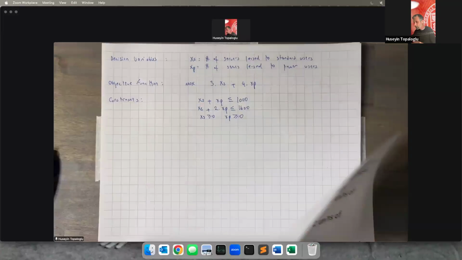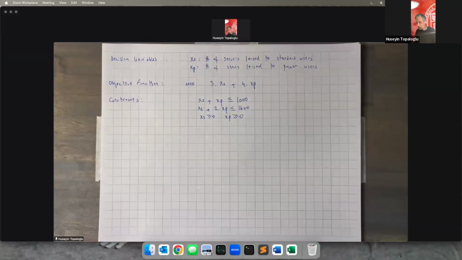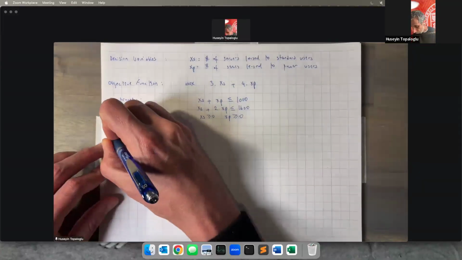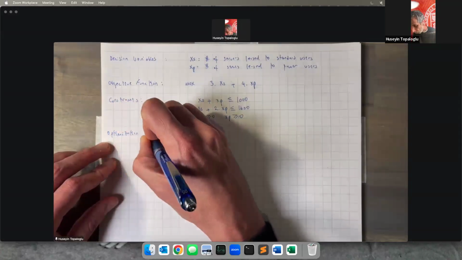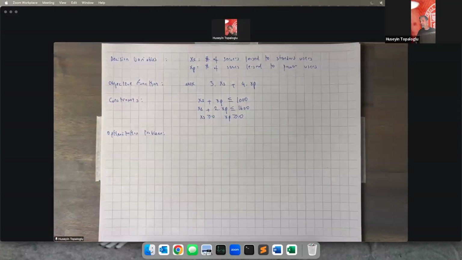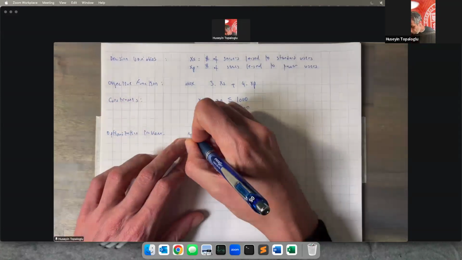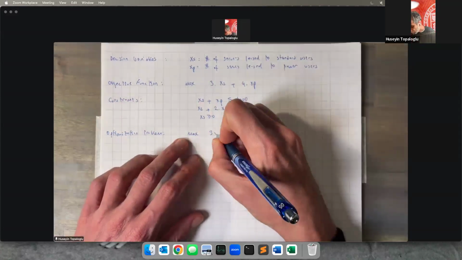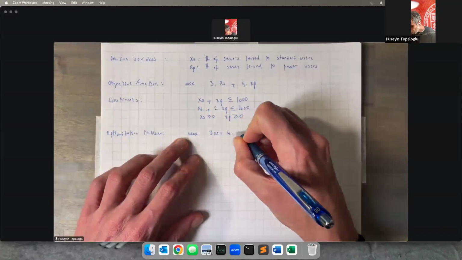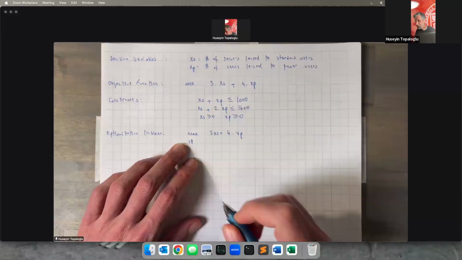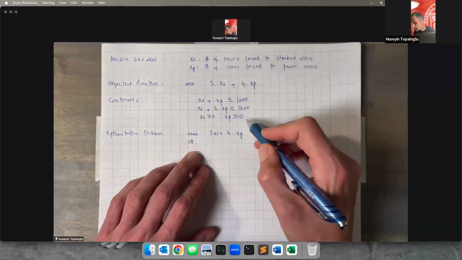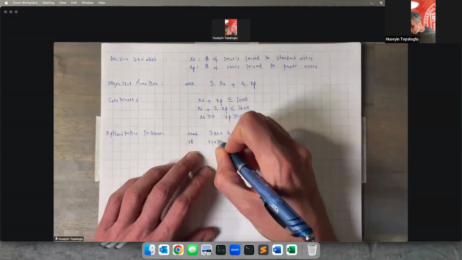So then if we want to put all of these things together to write down what an optimization problem looks like, here's what an optimization problem looks like. We maximize the objective function subject to these constraints. This ST means subject to. Maximize this objective function subject to these constraints.